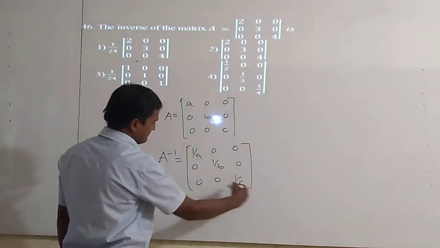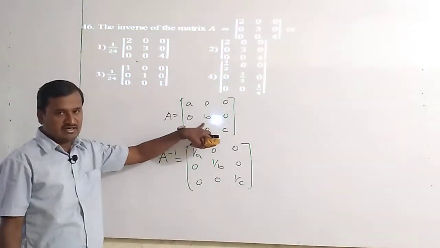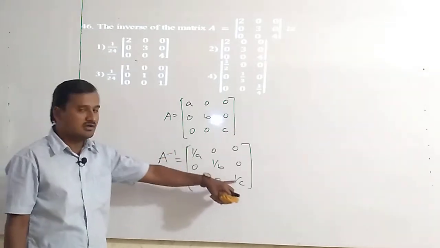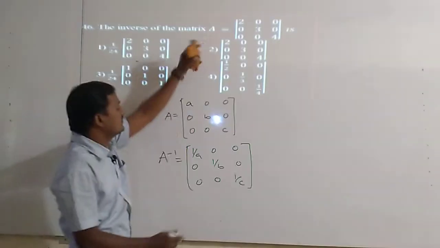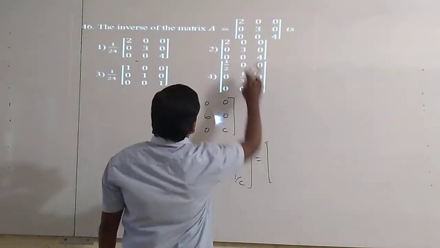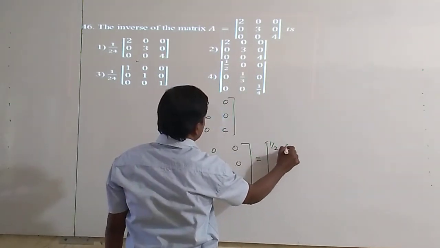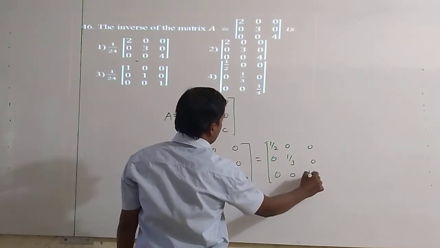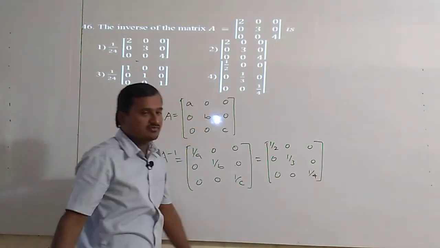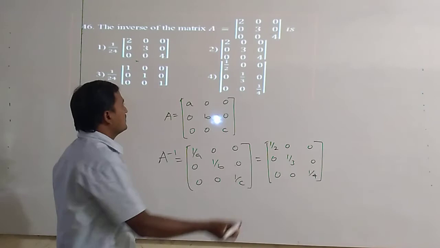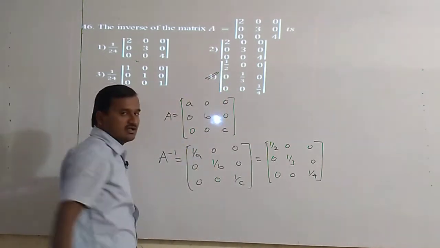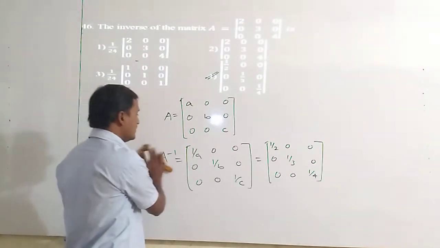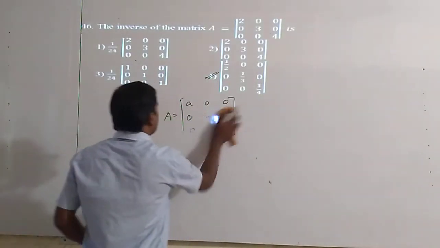If it is a matrix of order 3 cross 3, its inverse is given by the reciprocal of the principal diagonal elements. So what is the reciprocal of this one? That is 1 by 2, 0, 0, 0, 1 by 3, 0, 0, 0, 1 by 4. Therefore which option is the right one? Clearly the fourth option is right. So you should remember this result. We'll go for the next question.